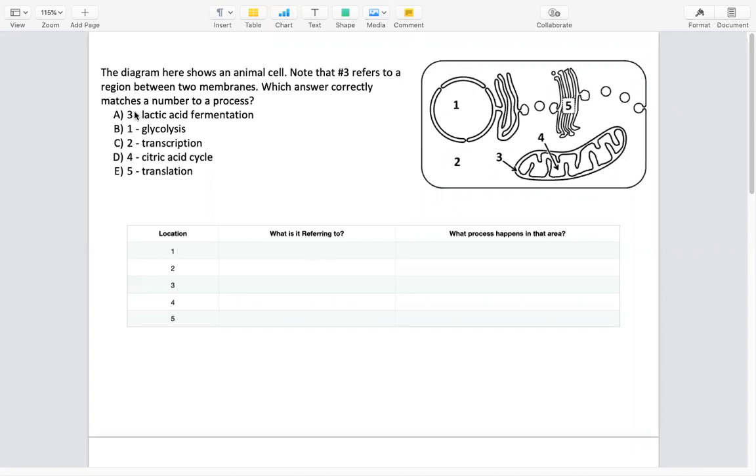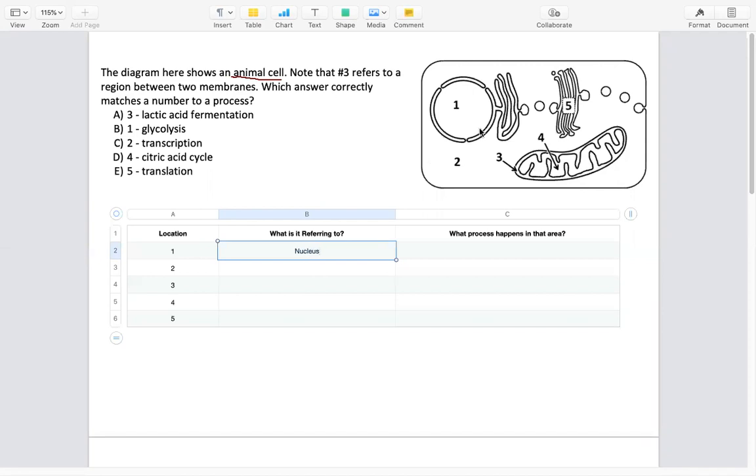All right, so the first question asks that we have a diagram. It's an animal cell, so that's something to note. We're referring to this diagram, and it's numbering different parts. I'd say the most important thing here is to first figure out what everything is really referring to, right? So let's look at location one. Location one, which is right there, you can infer to be the nucleus.